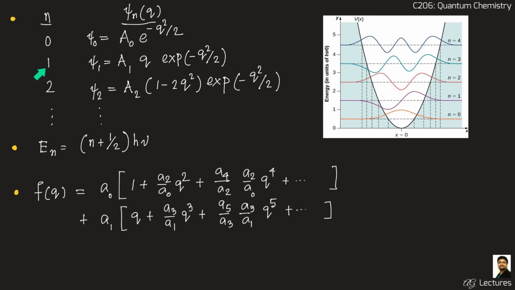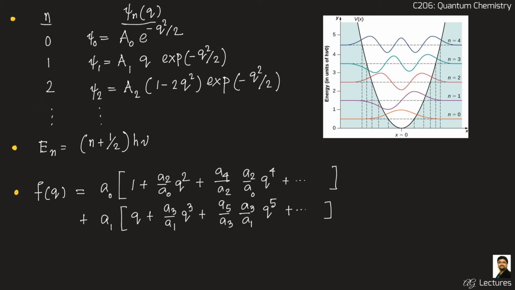For n equals 1, f is a polynomial of degree 1. Degree 1 means it's q to the power 1, just q. So we have a q here. The corresponding coefficient was probably a1, and now that a1 is absorbed in this capital A1.